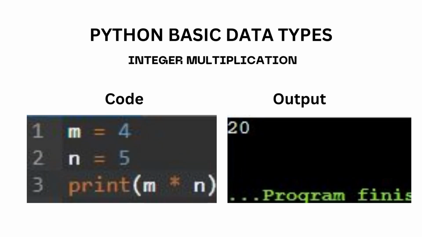Integer multiplication. In this example, we first assign the integer value 4 to the variable m and the integer value 5 to the variable n. We then print the result of multiplying m and n using the multiplication operator. The output will be 20, which is the product of 4 and 5.